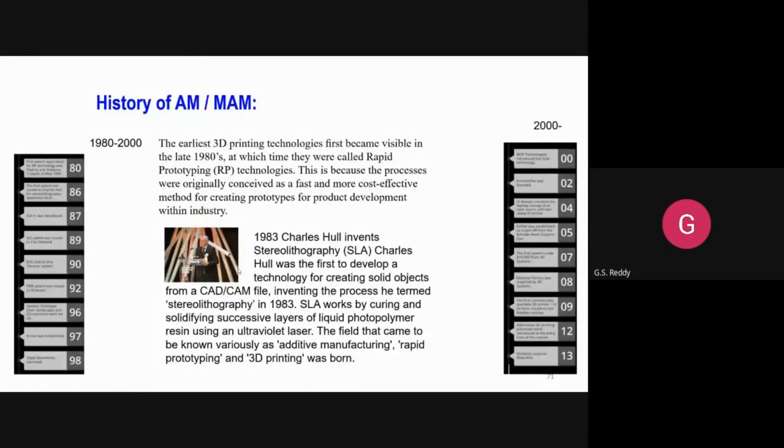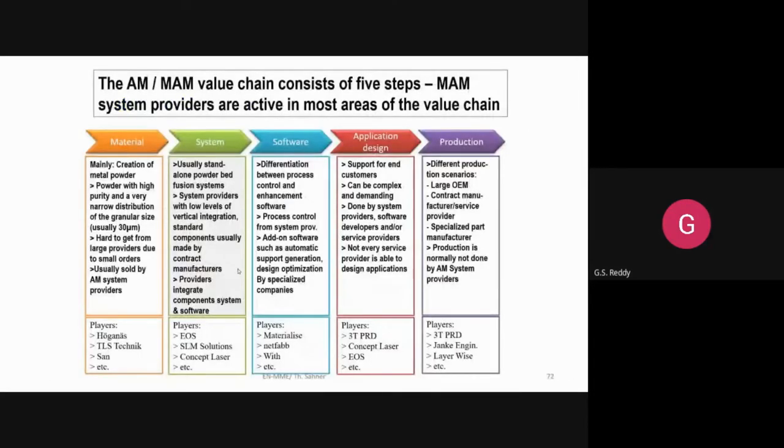So this is historically from the 1980s to 2030 and how things have developed. I'm going to skip. The AM value chain consists of five steps. Number one is material and system. System is usually standalone powder bed fusion systems. System providers with low levels of vertical integration, standard components usually made by contract manufacturers. Providers integrate component, system and software.